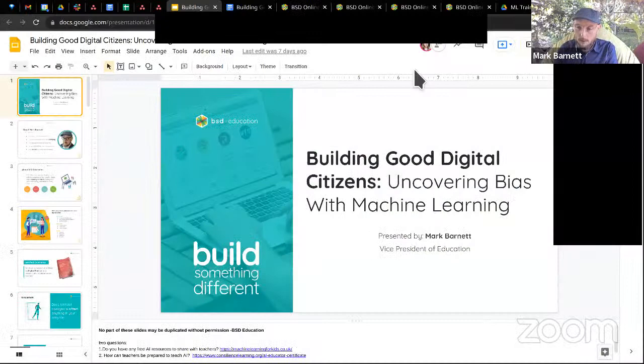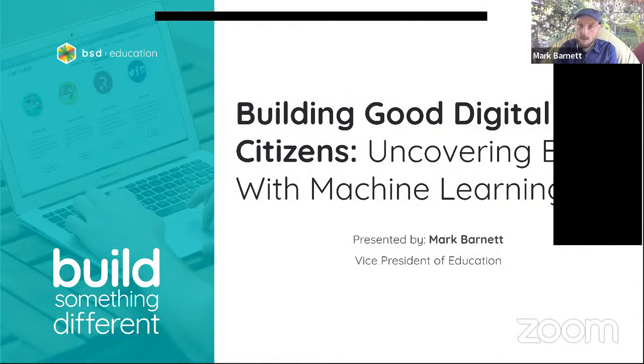So hi, everyone. My name is Mark, and the topic today is about uncovering bias with machine learning, in the sense that we should be learning about this topic to build good digital citizens. Since AI and machine learning have become very prevalent in the tools and technologies that we use, we need to make sure that students understand how those things work and how to keep themselves safe, and how those things might cause bias to come up, how to understand that bias, and then eventually how to affect that bias.